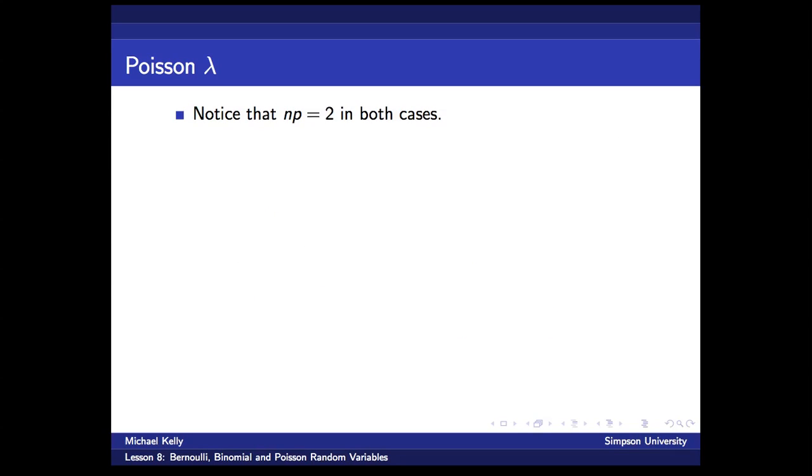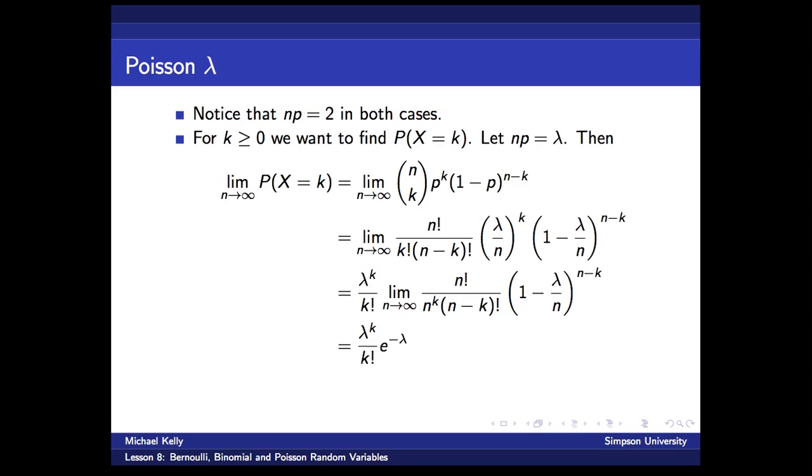Well, in both cases, n times p, the number of trials times the probability in each trial, equals 2. And the probability is always going to decrease, because it's less likely if we have less time, but the number of trials is always going to increase. Because if we have smaller time intervals, we need more of them to get 1 hour. But their product has to be 2 all the time, because we always expect to get 2 phone calls.